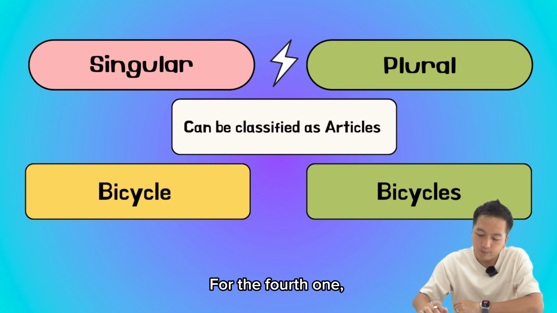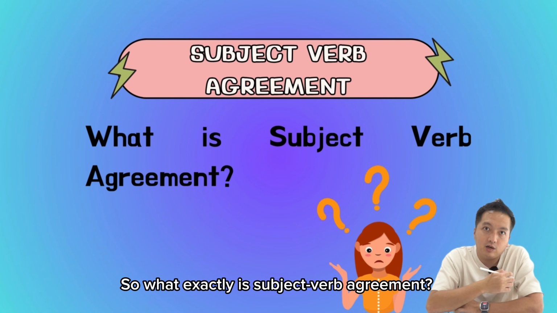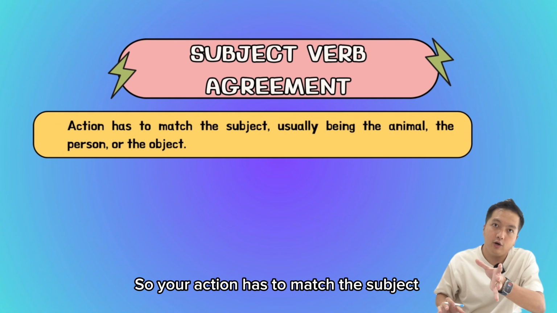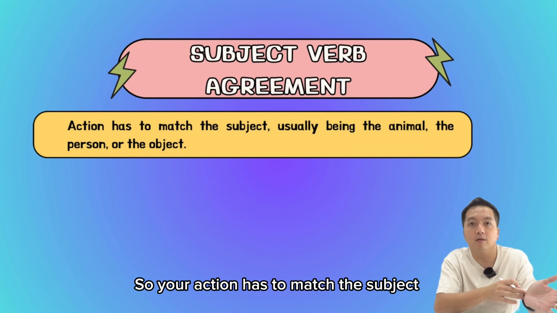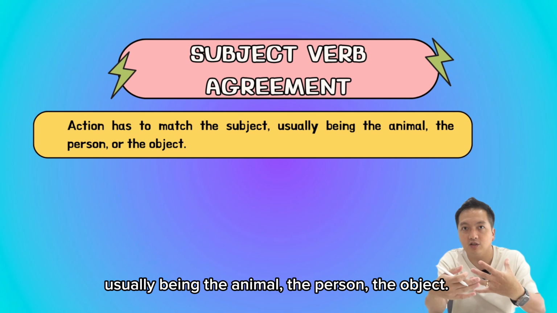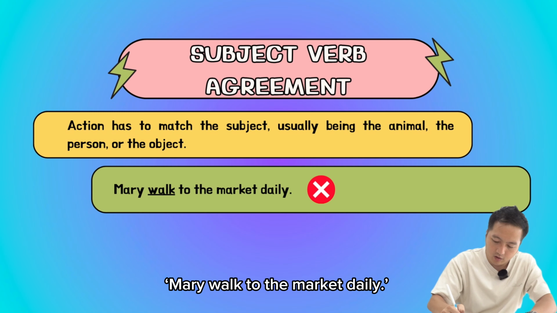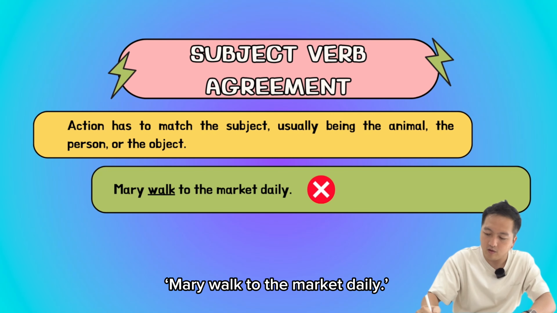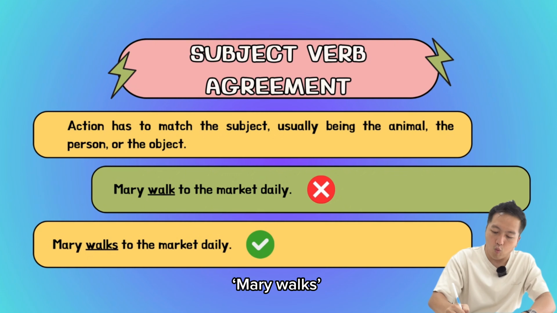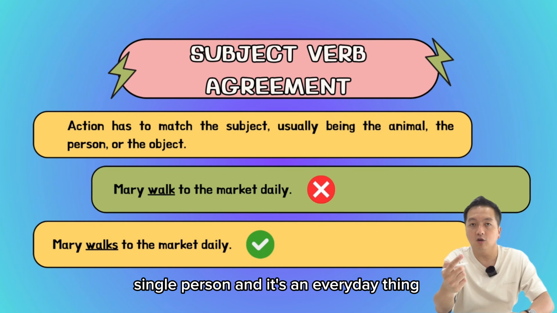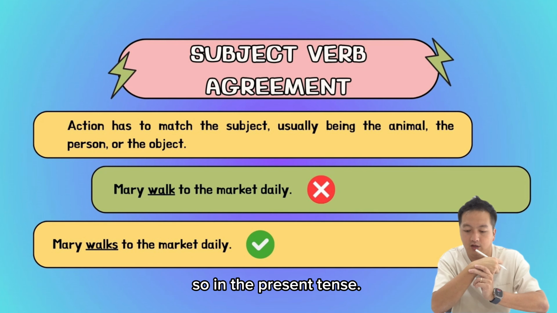For the fourth one, we are talking about subject-verb agreement. So what exactly is subject-verb agreement? Your action has to match the subject, usually being the animal, the person, the object. Mary walk to the market daily. Mary walks. Single person, and it's an everyday thing, so in the present tense.